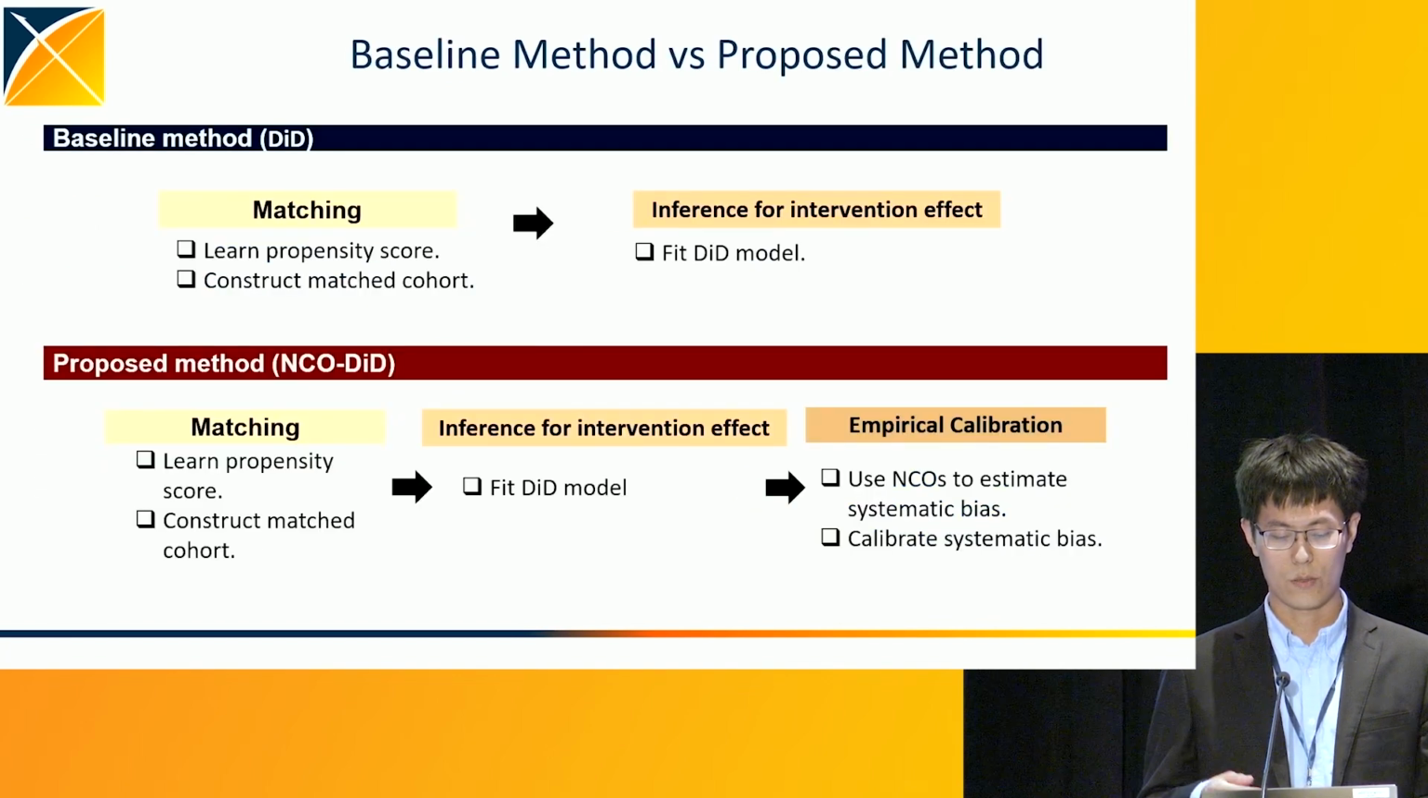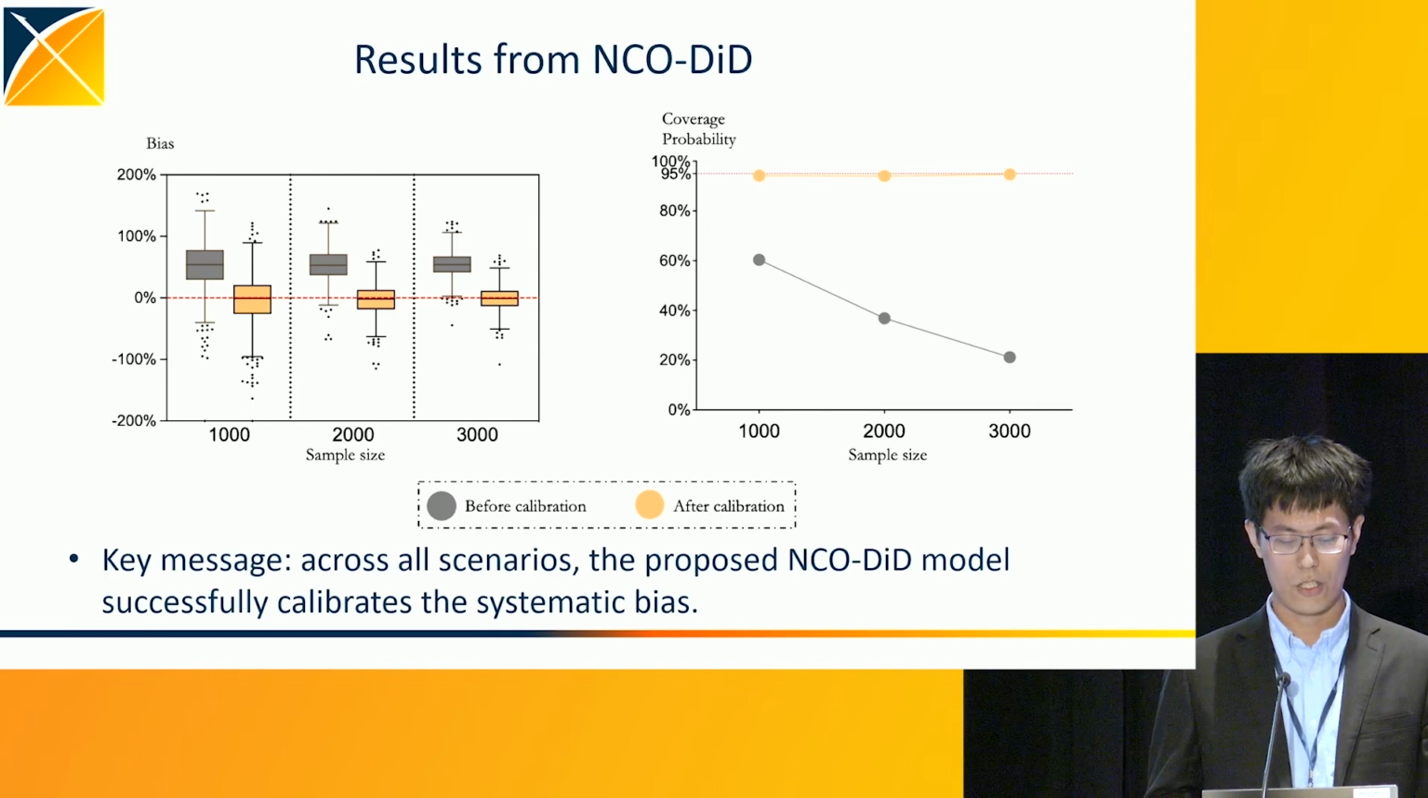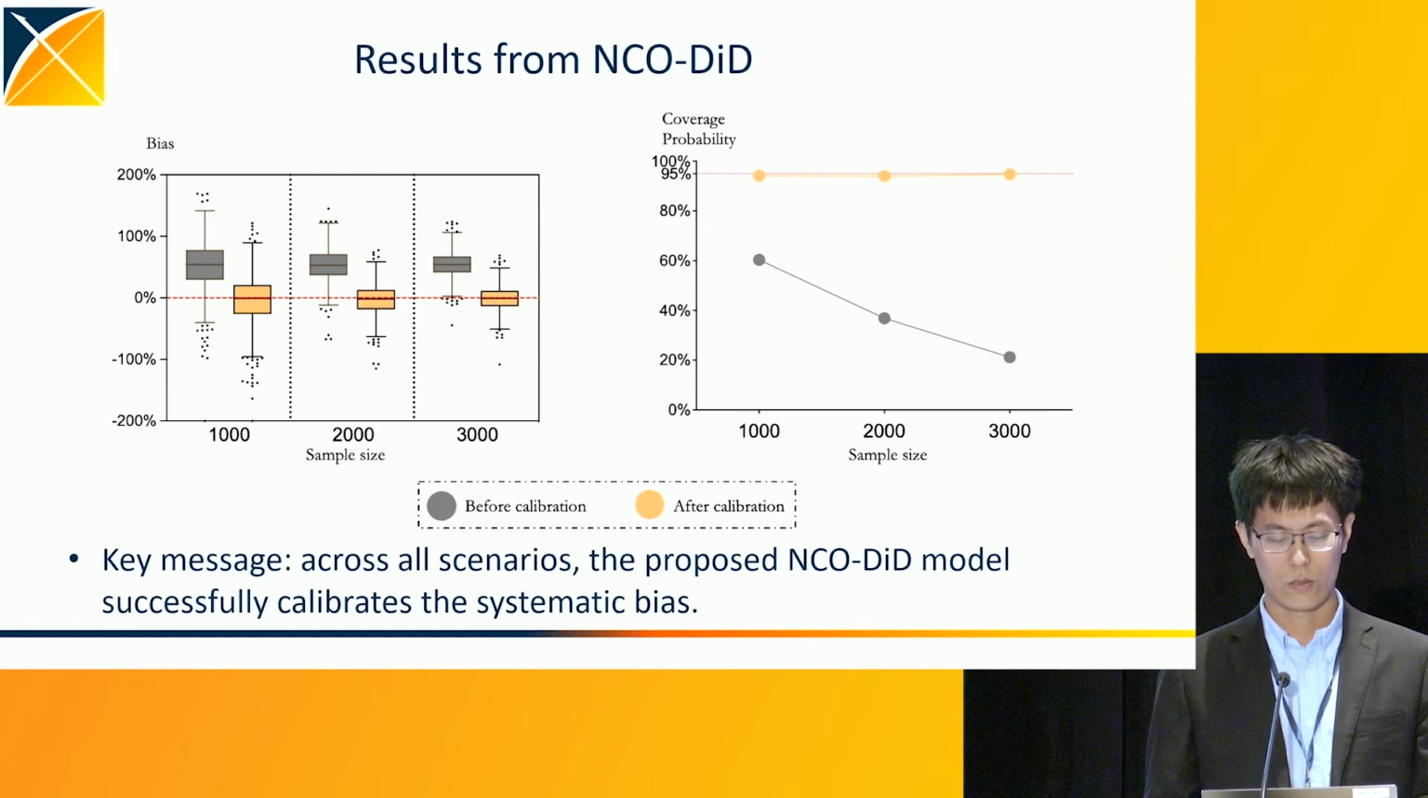And here's the comparison. The baseline method would be the traditional DID model, and in our proposed method, we have one more step to use the empirical calibration. And here we made an empirical evaluation with different sample sizes from 1,000 to 3,000. Before calibration, the gray box plot shows the traditional DID model, and the orange box plot shows the proposed method. So you can see that across all the scenarios, the proposed method has a smaller bias relative to the true size, and also has a better coverage probability. So our key message is that across all the scenarios, the proposed NCO-DID model successfully calibrates the systematic bias.